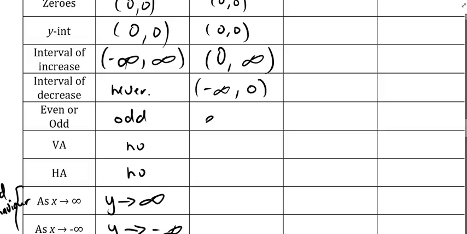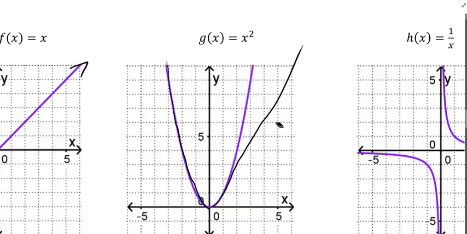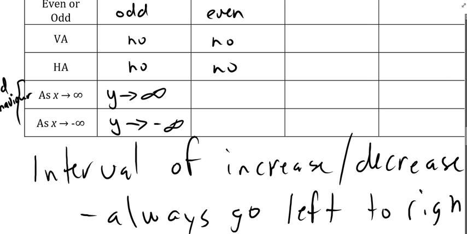Even or odd, we've done this. Even. No asymptotes. Okay, here's another good one. As x goes to positive infinity, y goes to positive infinity. And the next question, as x goes to negative infinity, what is the end behavior? Y goes to also positive infinity. So see how this time they're a bit different, and they look different. One's pointing up and down, the other's both pointing up, right? So that's how we describe the graphs.